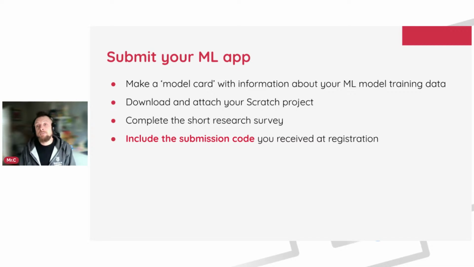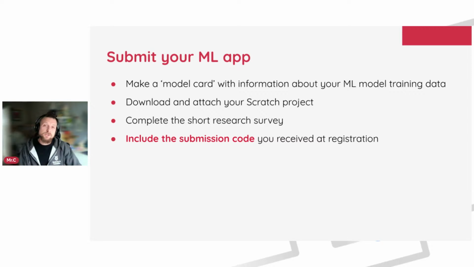And then the last thing, and possibly the most important thing, is your submission code. So when you register as an adult, you're someone who's over 13 or is in charge of a bunch of young people, you can register and you get a registration code which says that someone is saying it's okay for a young person to use these tools. It's about data protection and safeguarding.